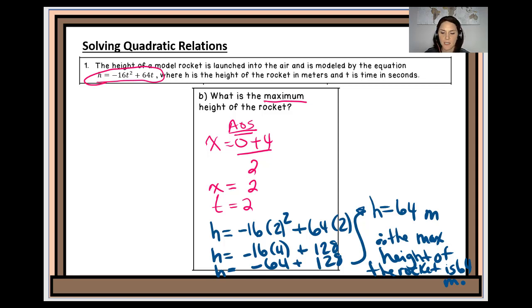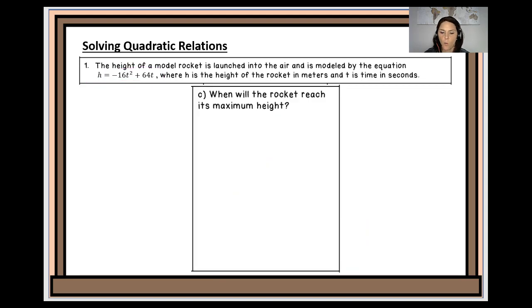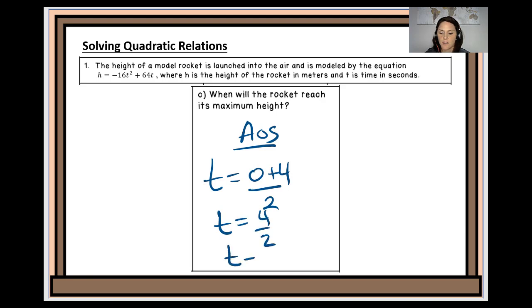Okay, let's take a look at part C. Part C is, when will the rocket reach its maximum height? This is essentially the x value of the vertex, which we already calculated in part B. That's the axis of symmetry. If you recall, that was t is equal to 0 plus 4 divided by 2. So t is equal to 4 divided by 2. t is equal to 2 seconds. Therefore, the rocket will reach its maximum height at 2 seconds.